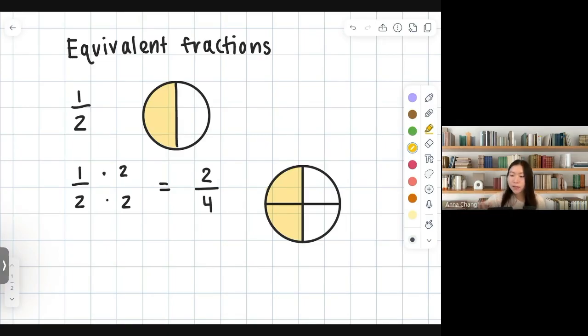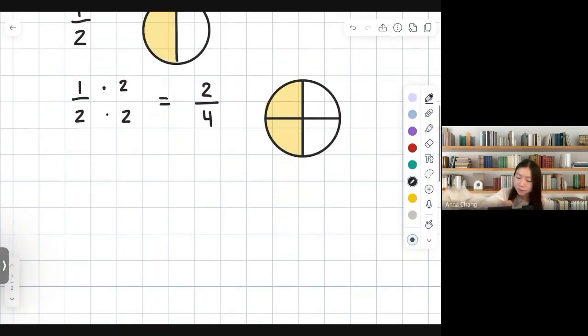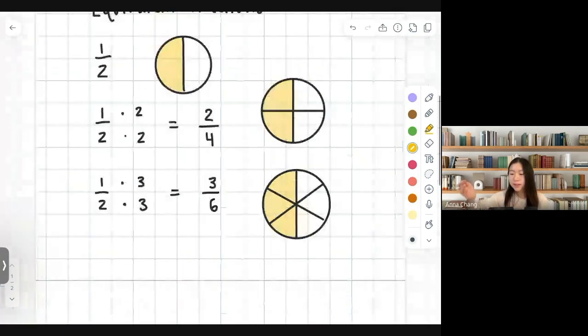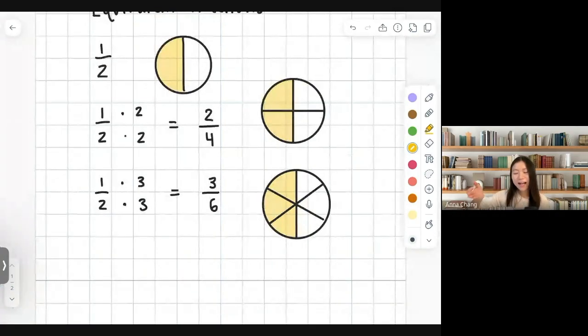Let's do one more example. Let's start with my 1/2. And this time I'll multiply the numerator and the denominator by 3. 1 times 3 is 3. 2 times 3 is 6. Let's go ahead and draw this one. I divided my whole into 6 pieces because there's a 6 in the denominator, and I'm going to fill in 3 of those pieces because there's a 3 in the numerator. If we look at my 3 circles here, I filled in the exact same amount for all 3.